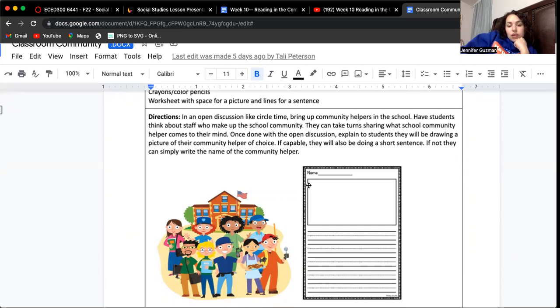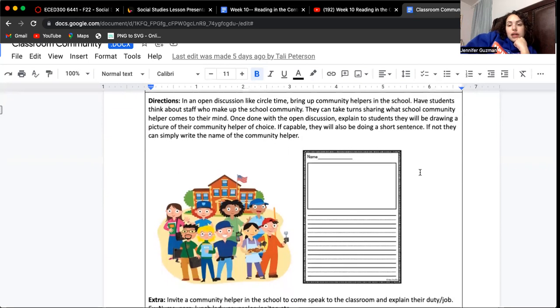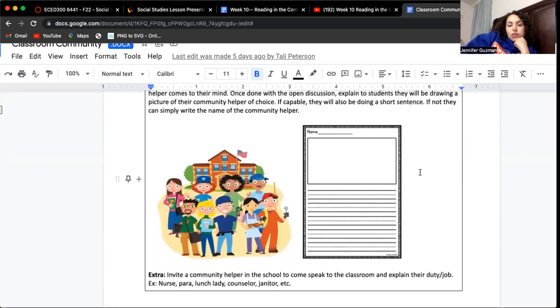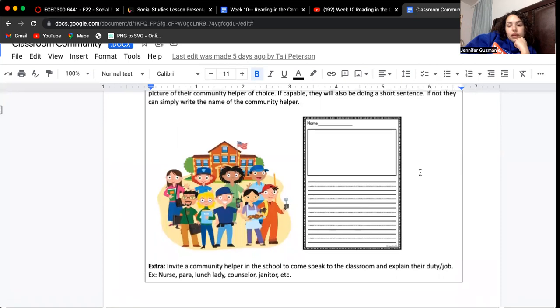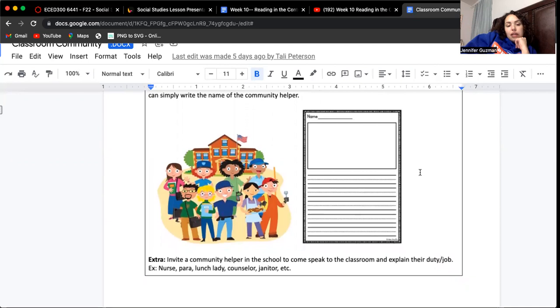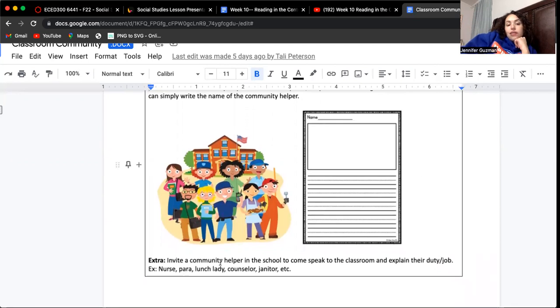So in the open discussion during circle time, you can bring up community helpers in the school and have students think about the staff who work at the school. They can take turns sharing what those staff members do to help us and what their environment community looks like. And you could even invite a community helper from the school to come speak to the classroom and explain their duty or job to the students.